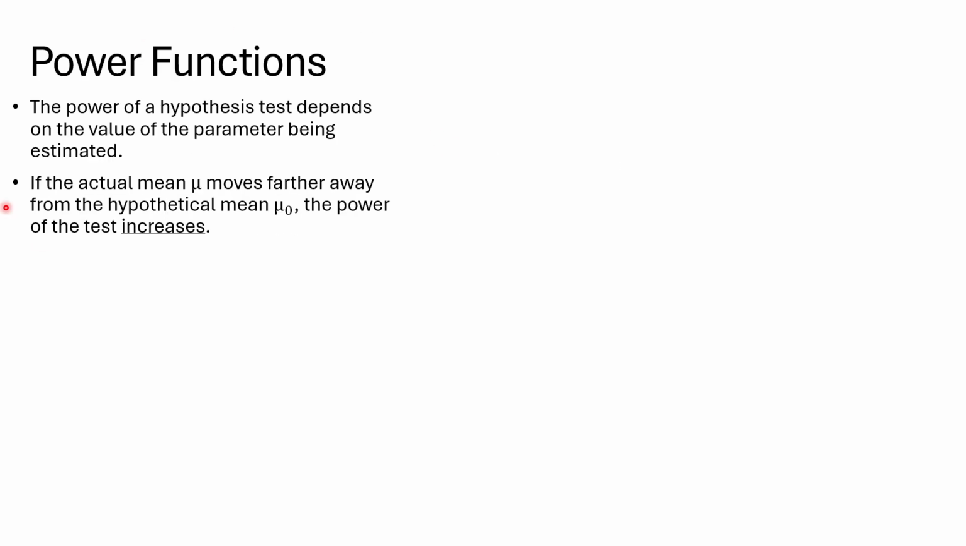Now let's understand these power functions together. The power of a hypothesis test depends on the value of the true population parameter that's being estimated with our sample statistics. If the actual mean mu moves farther away from the hypothetical mean mu0, the power of the test increases. Remember, in our IQ example, the hypothetical mean was 100. If we had 108 as our true mean mu, we had a much larger power than we did when we had a true mean of 104.